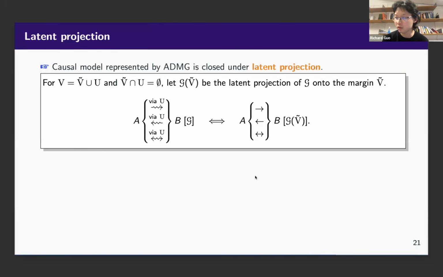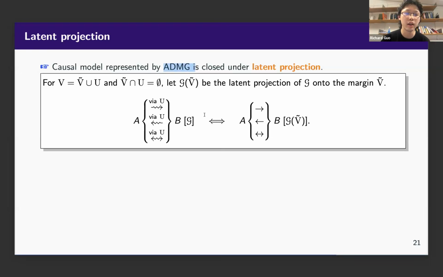So what does the algorithm do to keep track of the confounding relations? This bears relation to an important operation called latent projection. If you remember, I said earlier on that our procedure can be viewed as running latent projection in reverse. So what is latent projection? Latent projection is to represent a model on a margin. ADMG, because of the introduction of bidirected edges in addition to directed edges, is closed under marginalization.